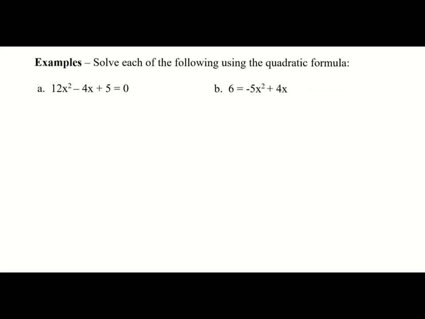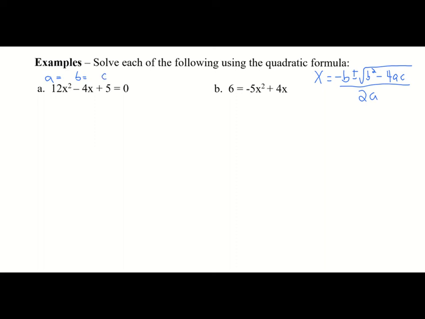All right, and the last two that we are going to do here, we're going to use our quadratic formula, which if you recall, the quadratic formula is, x is equal to the opposite of b plus or minus the square root of b squared minus 4ac all over 2a. So for a is 12, b is negative 4, and c is 5.